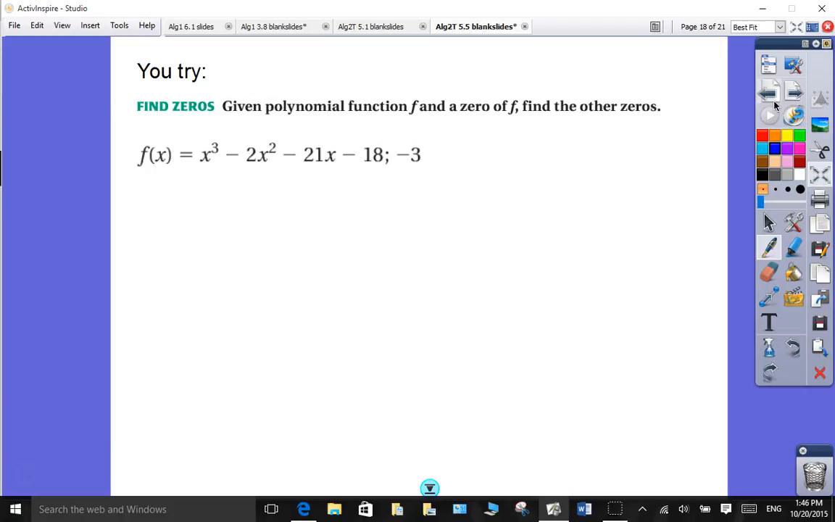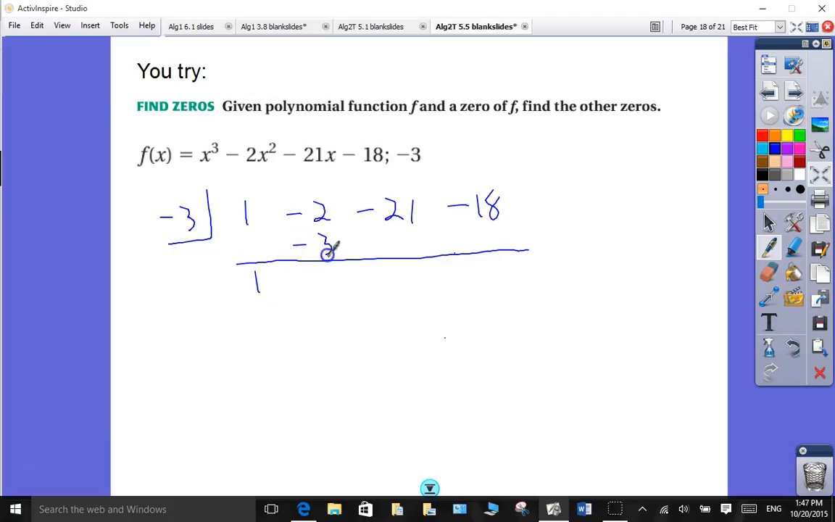Well, how are we going to do it? Synthetic? So if we do it with synthetic, since they gave us the 0, they didn't give us a linear factor, they gave us the 0, then what goes in the bracket to the left is going to be negative 3. And the coefficients are 1, negative 2, negative 21, negative 18. Draw your line, bring down a 1, negative 3, negative 5, 15, negative 6, 18, and 0. So this is x squared minus 5x minus 6. How does it factor?